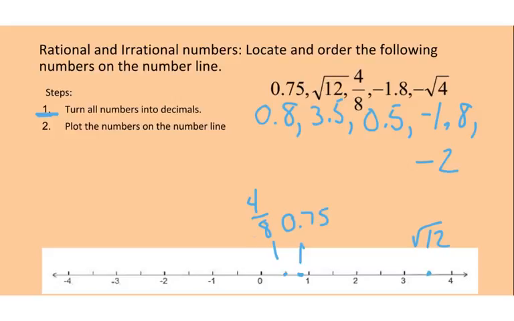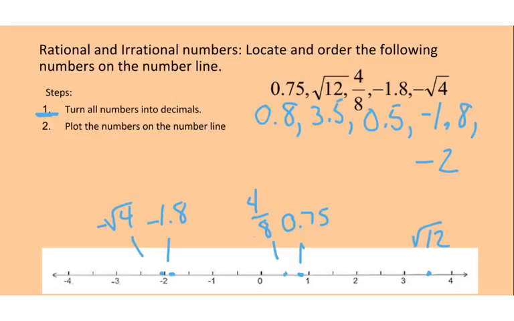So go over to the negative side and plot that. And that was originally negative 1 8/10. And then we have the negative square root of 4, which was negative 2. So we're going to plot that. Those are going to be really close together. And call that negative square root of 4. Pretty simple, couple of steps. Make sure that you do those steps first and then put them on the number line.